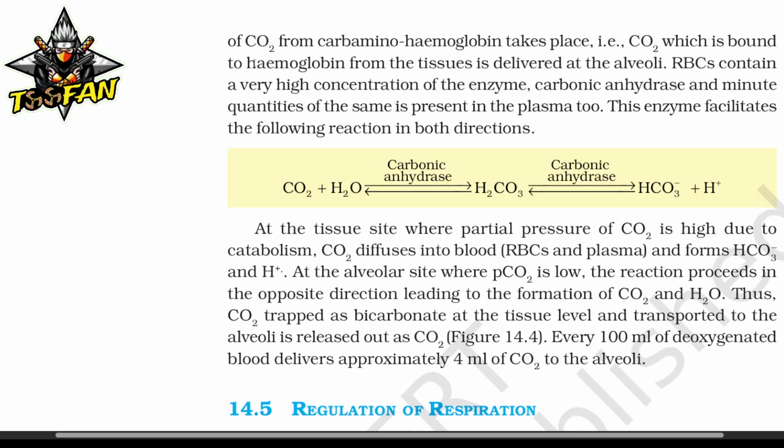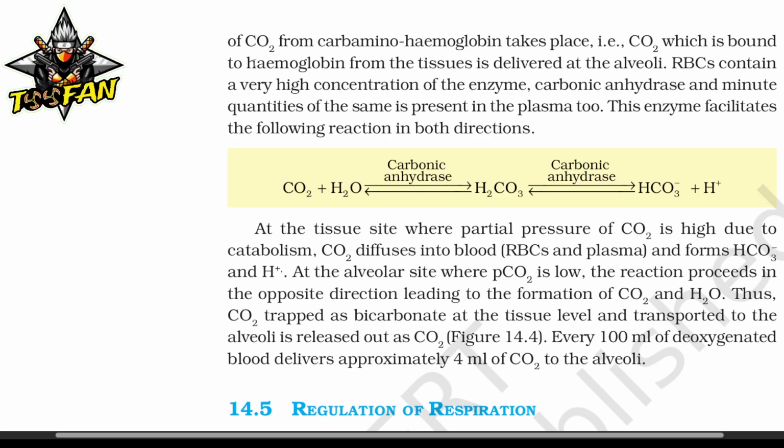RBC contains a very high concentration of the enzyme carbonic anhydrase, and minute quantities of the same are present in the plasma too. This enzyme facilitates the following reaction in both directions. As you can see the reaction.